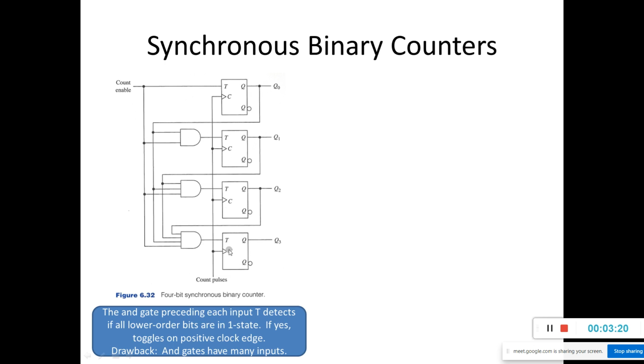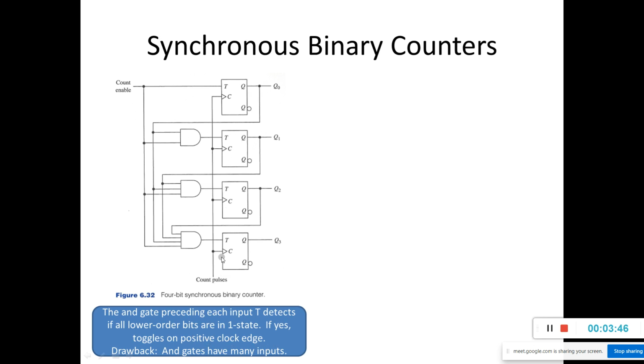Here you can see the AND gate preceding each input T detects if all the lower order bits are in one state. If yes, then the flip-flop will toggle on the positive clock edge. Drawback. What is the drawback? AND gates have many inputs. That is the drawback. But students, you need to learn the difference between the synchronous and asynchronous.